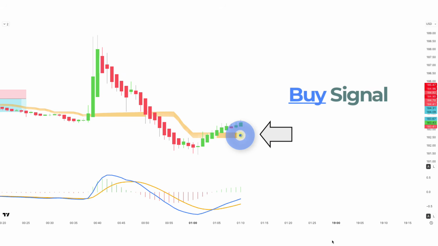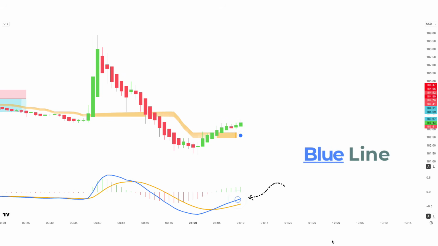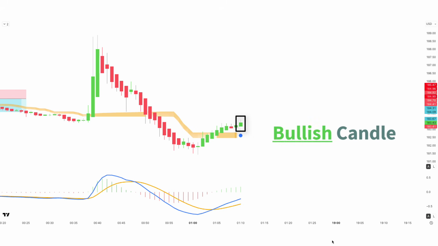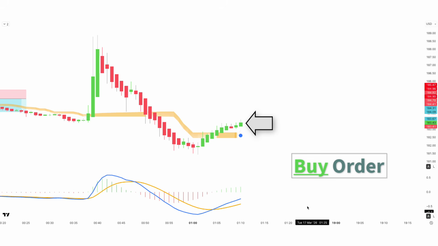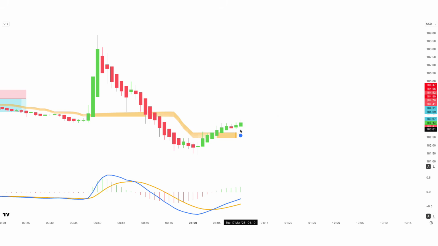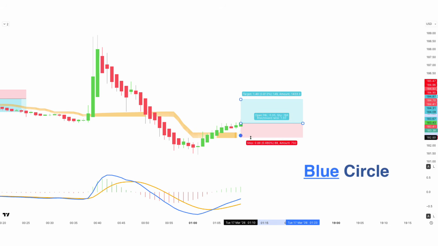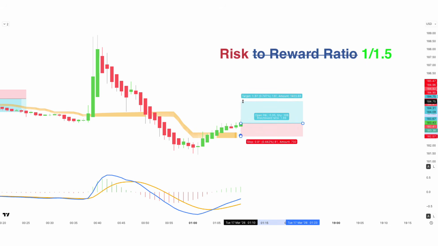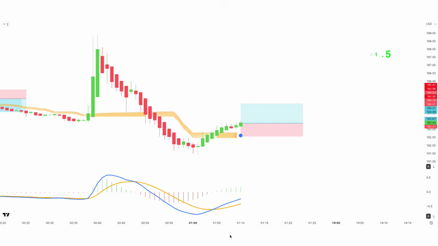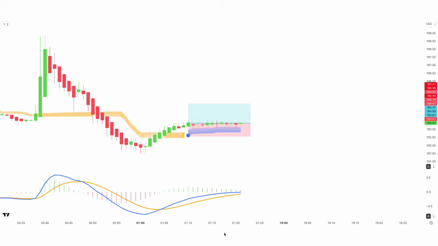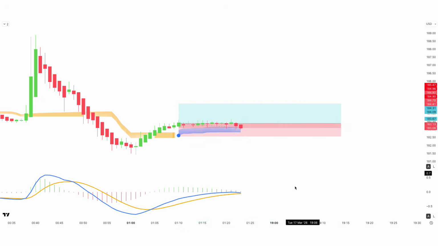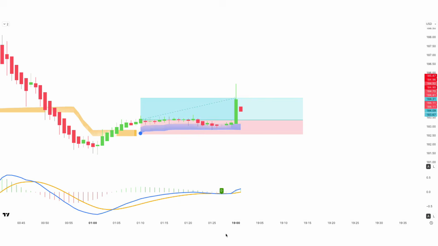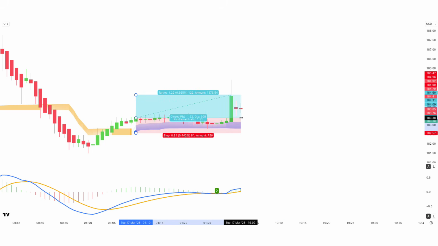Here, the adaptive trend channel circle of this indicator is a buy signal. Here, the blue line of MACD divergence is above the orange line. Here, the market has made a bullish candle to give confirmation. So all our conditions are being fulfilled, so we are placing an order to buy. Our stop loss is to be placed at the blue circle, and the risk-to-reward ratio will be 1:1.5. Let's see what happens to our trade. Our trade is running in profit. We have won the trade. Let's find the next trade.